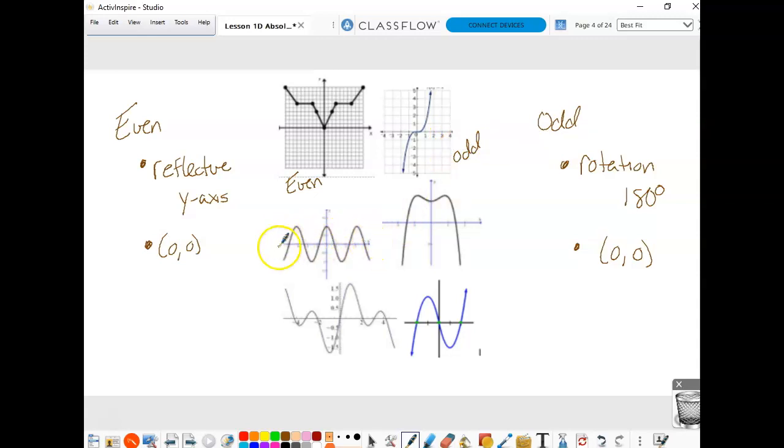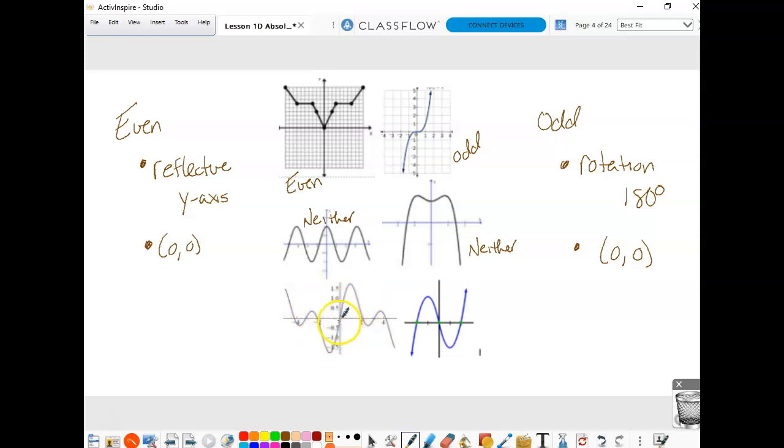This graph right here has reflection symmetry over the y-axis, but it does not go through the point 0, 0. So this one is going to be neither. Neither or neither, however you say it. This graph also has reflection symmetry over the y-axis, but it does not go through the point 0, 0, so it is neither.